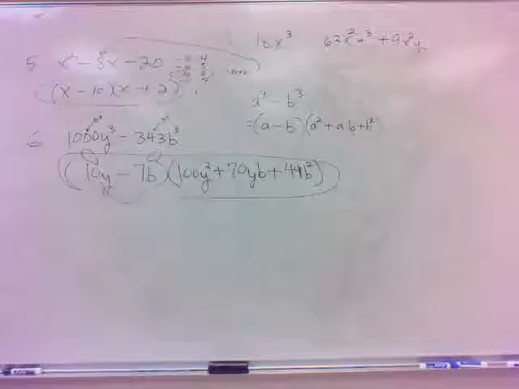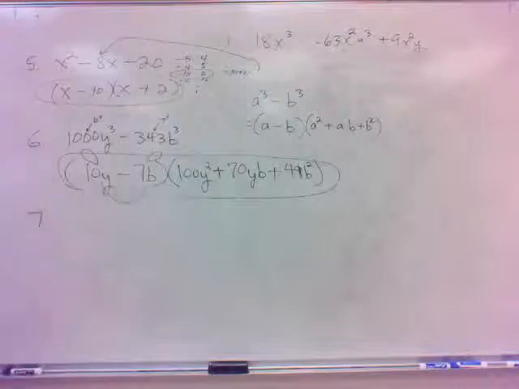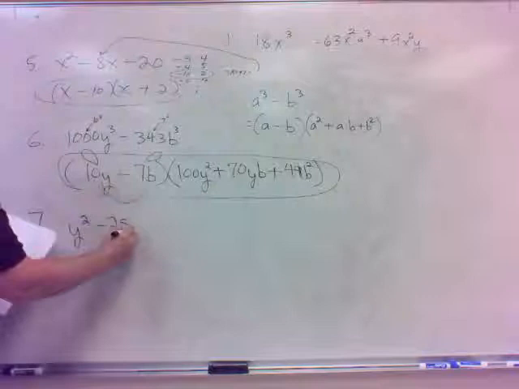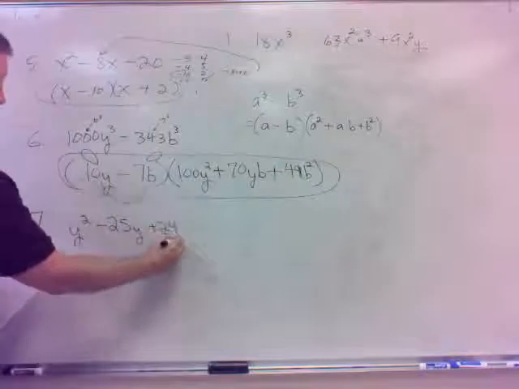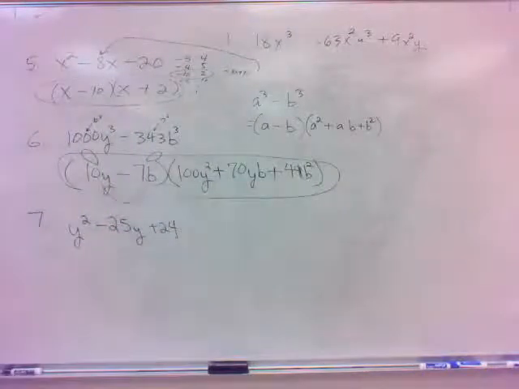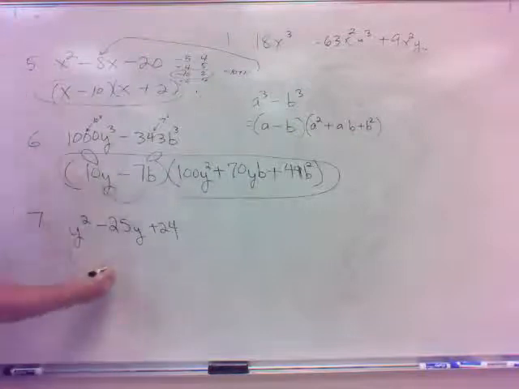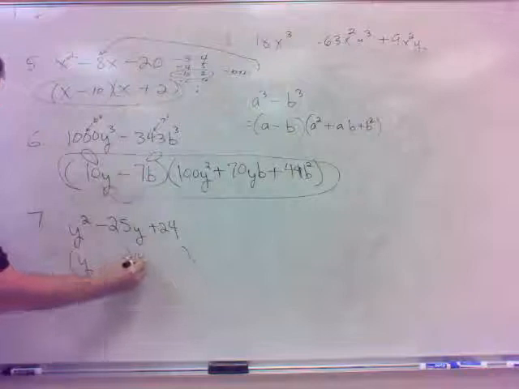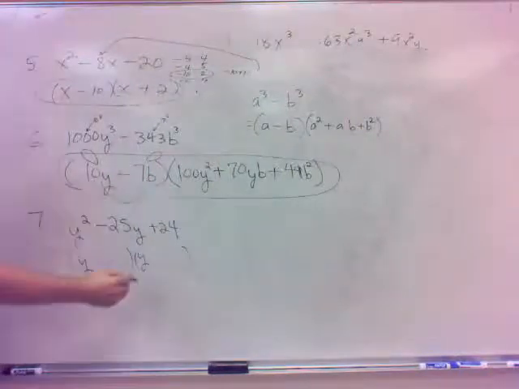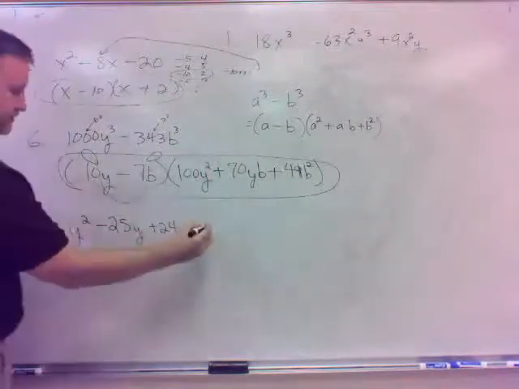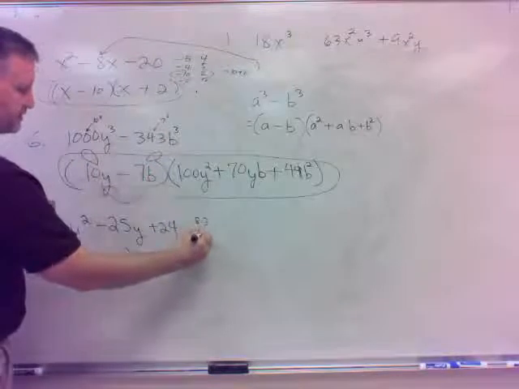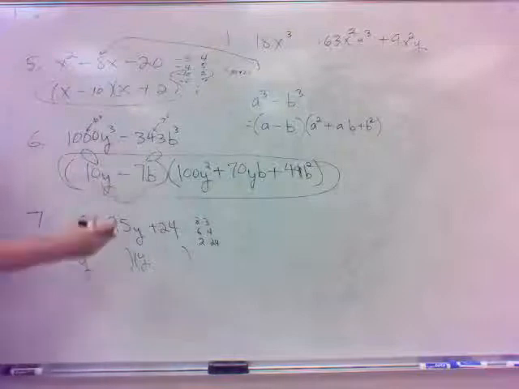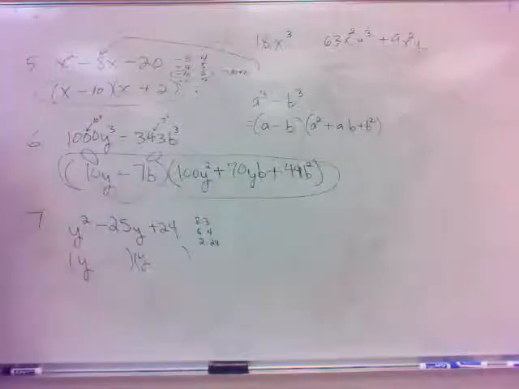Okay. All right, number 7. Number 7, y squared minus 25y plus 24. Got another trinomial, so that's 2 binomials. Y squared, so that's y, and that's y. Now for the other 2 slots, I do the 24. Well, 24 is 8 and 3, 6 and 4, 2 and 12. None of those seem to work because you add them together, you don't get 25. What do I have to do here?